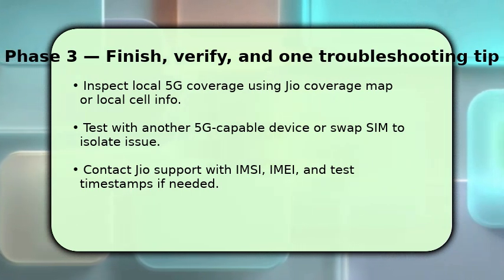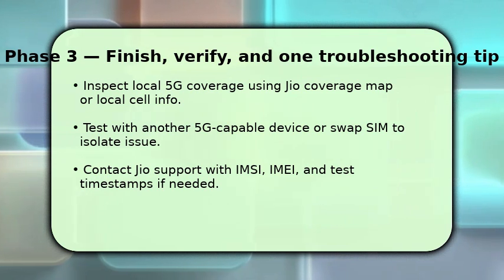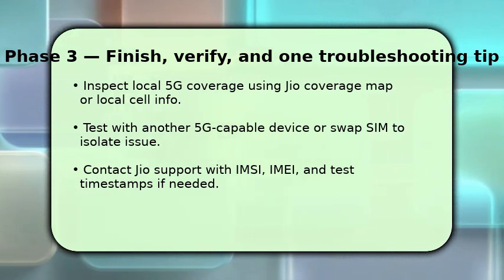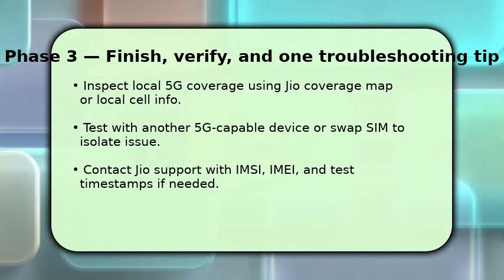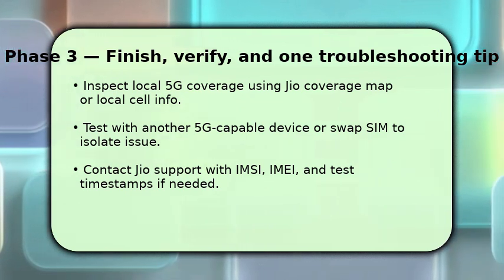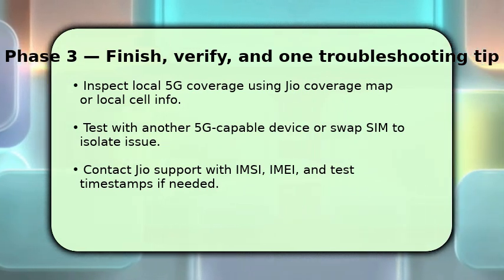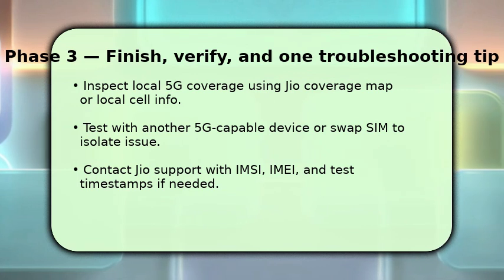If coverage looks fine, test the SIM in a known 5G phone or try another Jio SIM in your device to isolate whether the SIM, device, or provisioning is at fault. If problems persist, contact Jio support and provide your IMSI, IMEI, and precise test timestamps so they can trace provision.